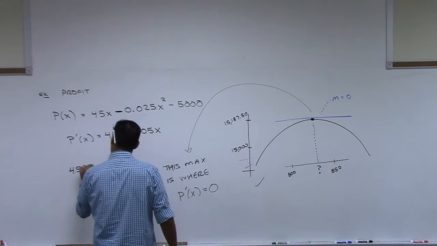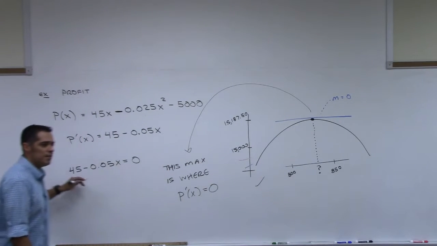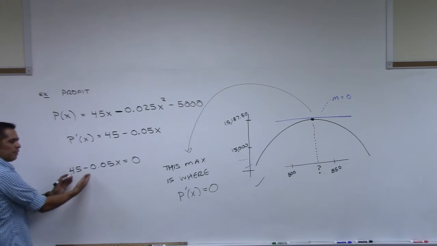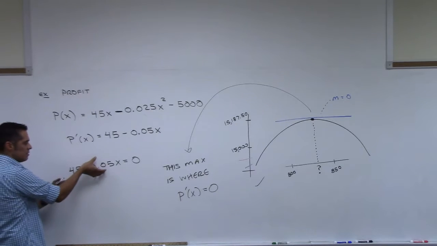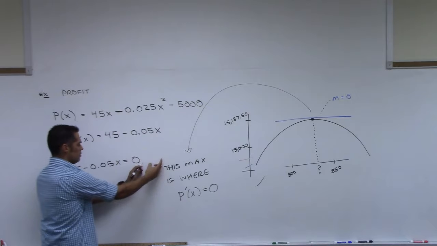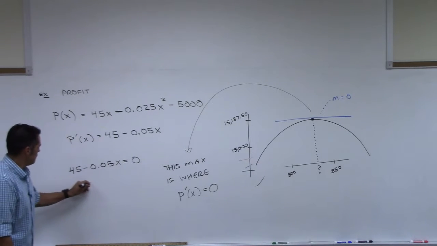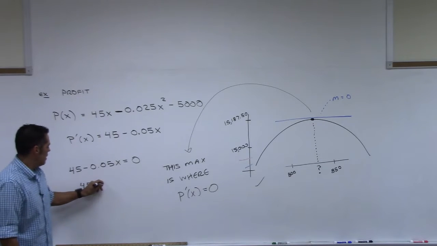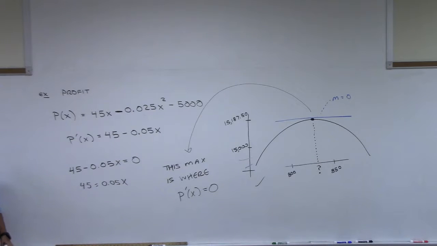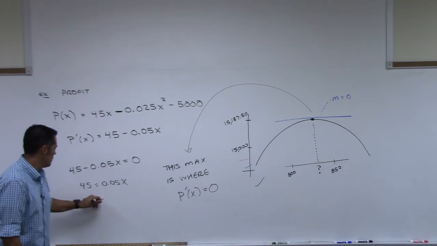45 minus 0.05x, set that equal to 0. And then solve this equation. So now you're back in like a basic algebra class. Solve this for x. So why don't we just get x by itself on one side? How about if I take this and move it over? Can I do that? Since it's negative here, just move it to the other side. It makes it positive. 0.05x. And now divide both sides by 0.05. And what do you get? 900.